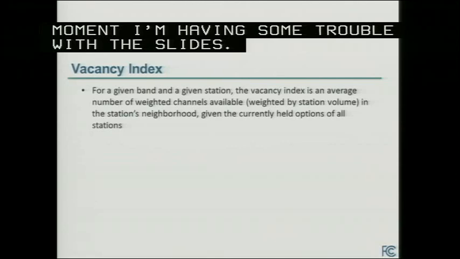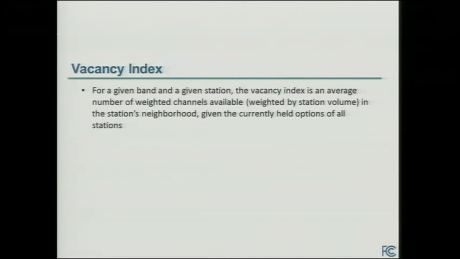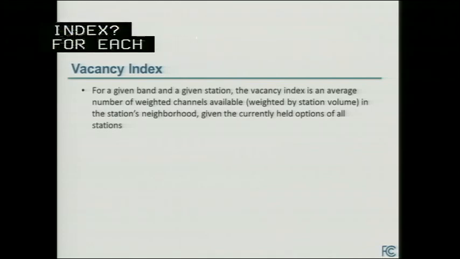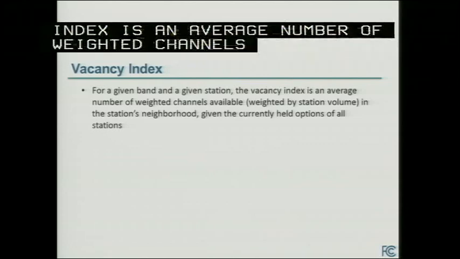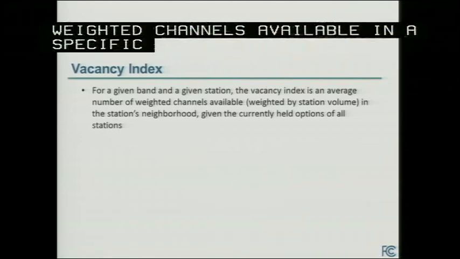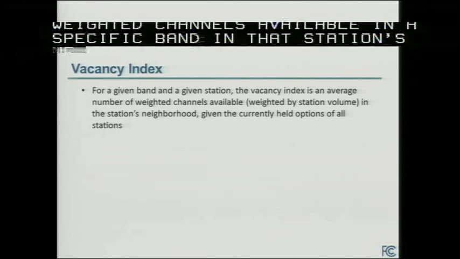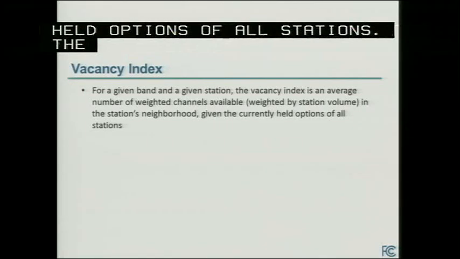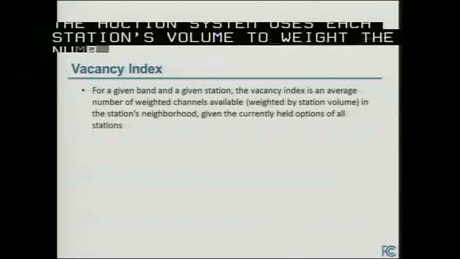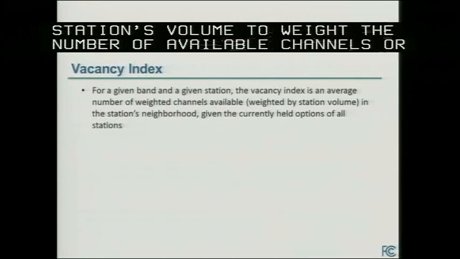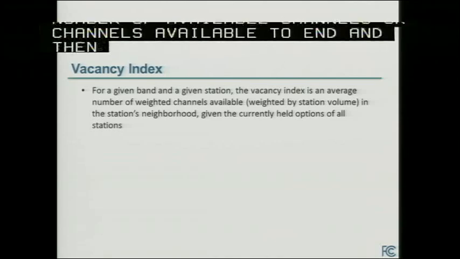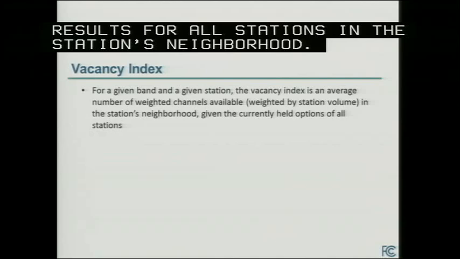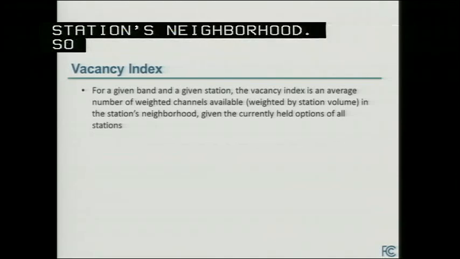So first, what is a vacancy index? For each station, the vacancy index is an average number of weighted channels available in a specific band in that station's neighborhood, given the currently held options of all stations. The auction system uses each station's volume to weight the number of channels available to it, and then averages those weighted results for all stations in the station's neighborhood. So the vacancy index is a weighted average of the number of available channels.